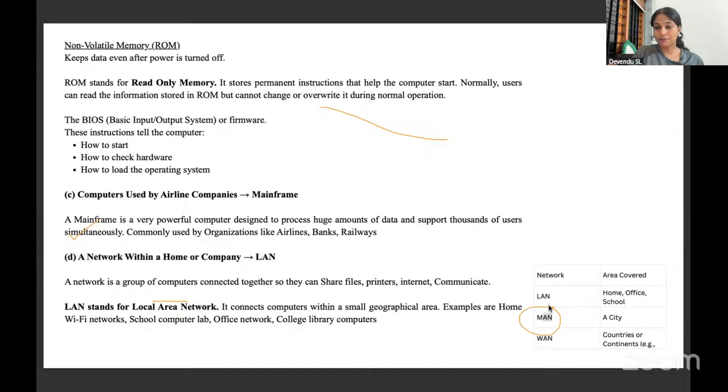It's just a city. It connects different local area networks. That's called metropolitan area, a city. Different ATMs in a city connected by a network, that we call a metropolitan area network. And a wide area network is a network that connects countries or continents.